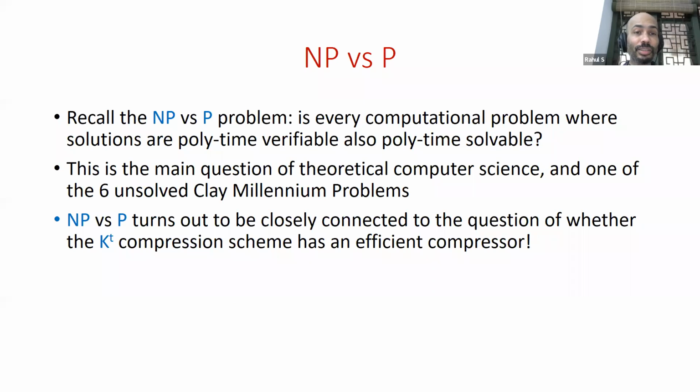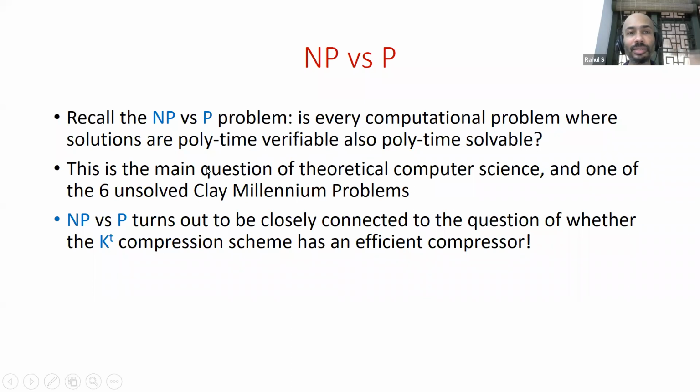So if you recall, the NP versus P problem asks whether every computational problem which has polynomial time verifiable solutions can also be solved in polynomial time. For example, the satisfiability problem asks: is there a satisfying assignment to a Boolean formula? That has polynomial time verifiable solutions, but can we solve satisfiability in polynomial time? Or the traveling salesman problem, or the clique problem, or integer linear programming. There are all these problems which are in NP but not known to be in P.